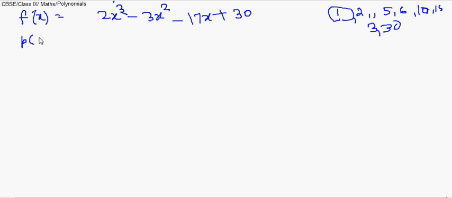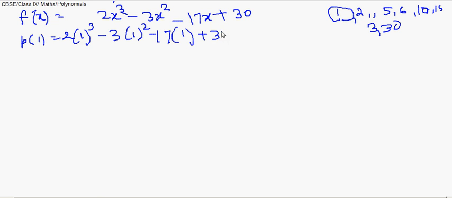Trying with 1 will give us 2 into 1 cube minus 3 into 1 square minus 17 into 1 plus 30. So it is 2 minus 3 minus 17 plus 30. That I don't think is giving us a 0, because minus 1 minus 17 will give you minus 18, plus 30 will leave us with some value. So 1 is not a factor. We try with 2 now.